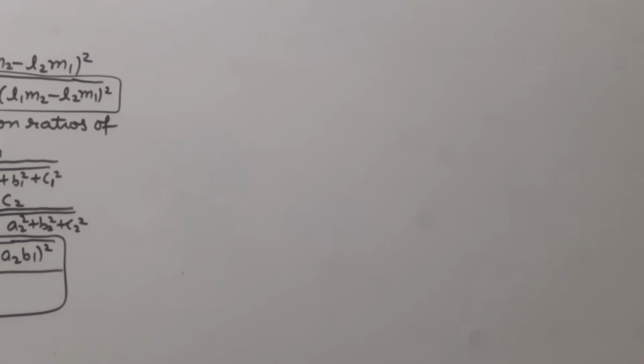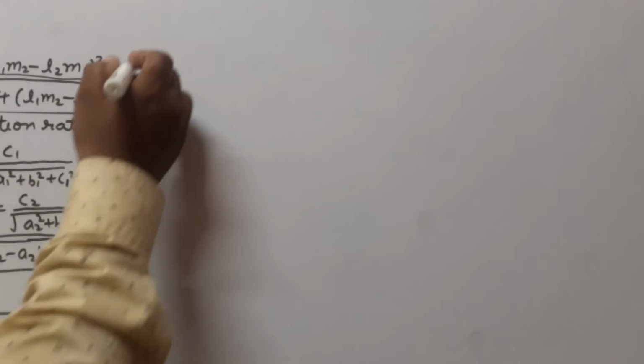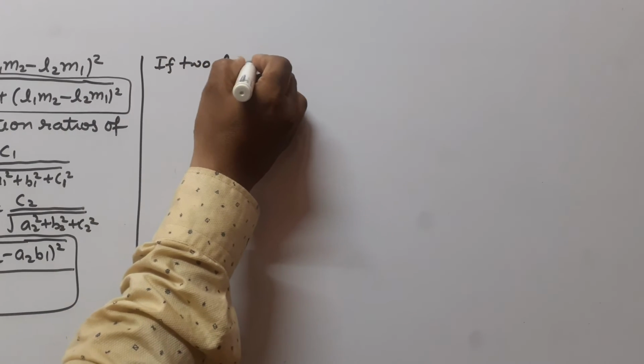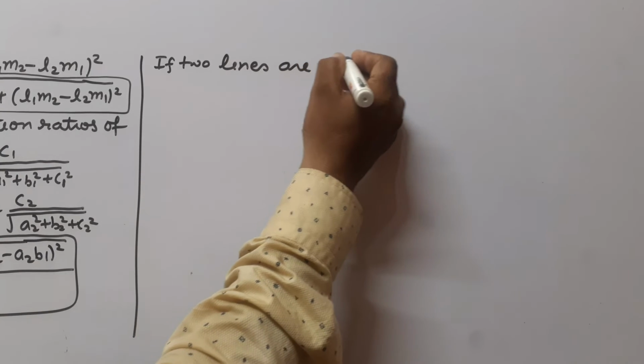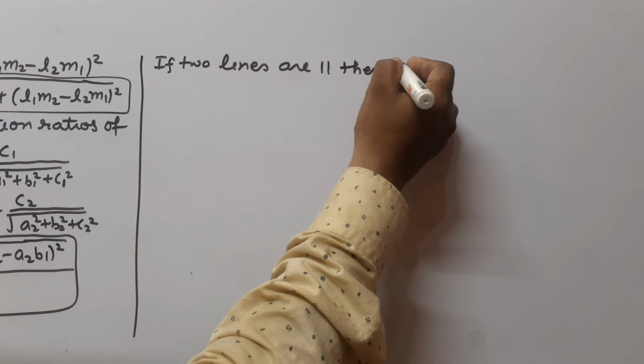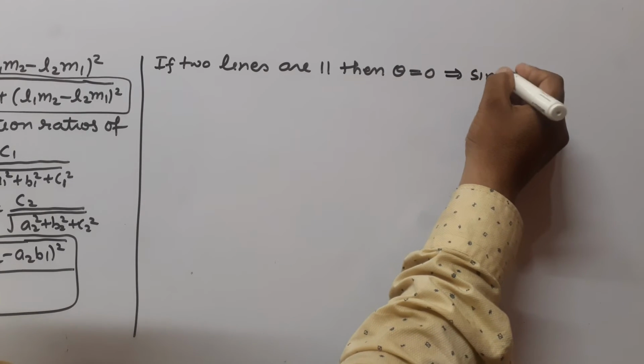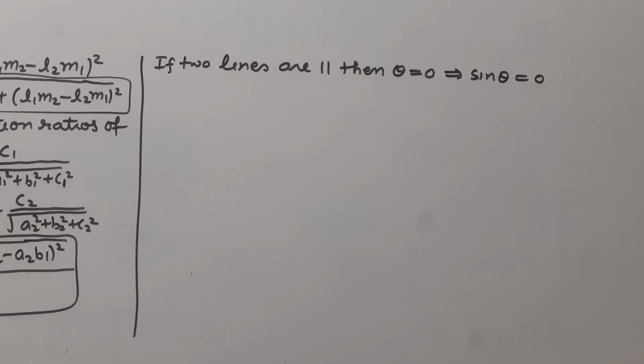Now if two lines are parallel, then the angle between them is 0, so we can write sin theta is also 0. If two lines are parallel, the angle between them theta is equal to 0. If we find sin theta, sin 0 is equal to 0.